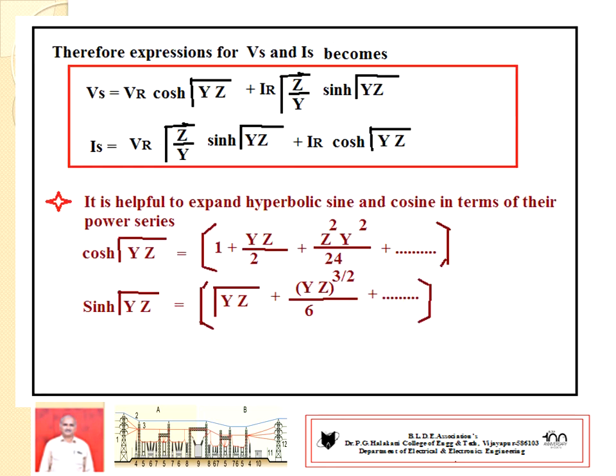Therefore, the final voltage and current expressions become Vs equals VR cosh(square root of YZ) plus IR square root of Z by Y sinh(square root of YZ). Similarly, Is equals VR square root of Y by Z sinh(square root of YZ) plus IR cosh(square root of YZ). These two expressions are the final values of sending end voltage and sending end current.